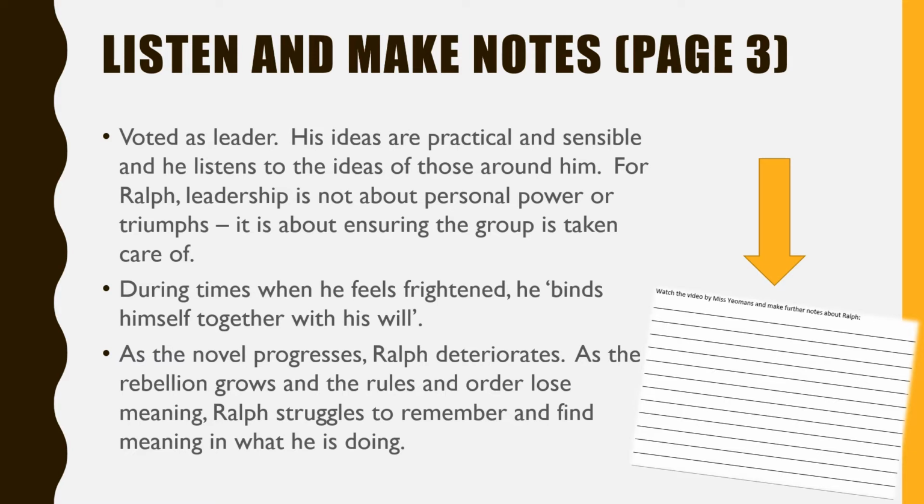Now that word bind is a verb. It's an action. If you bind something, it means that you are pulling something together. You are securing something. And in this instance, he pulls himself together with his will. And will means determination, something that you want. You're willing it to happen. So when Ralph feels frightened, he binds himself together with his will. Golding is telling us here that he is pulling himself together and determined to keep going, even though he's frightened.